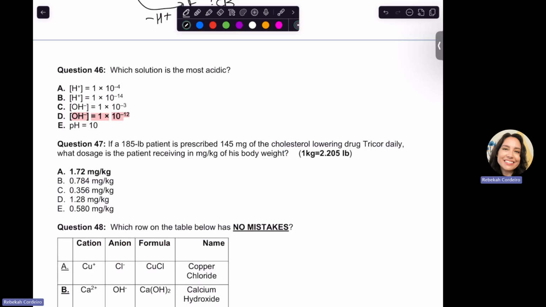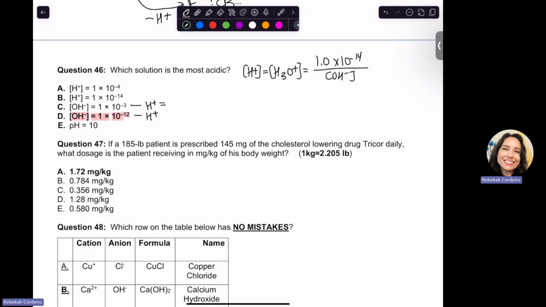Which solution is the most acidic? So you can do a few different things here. You can solve for the pH of all of them, or you can kind of just think about acid stuff versus base stuff. What I would probably do is just find the H plus for all of these. So your H plus is equal to your H3O plus, which is equal to 1 times 10 to the negative 14 over your OH minus.